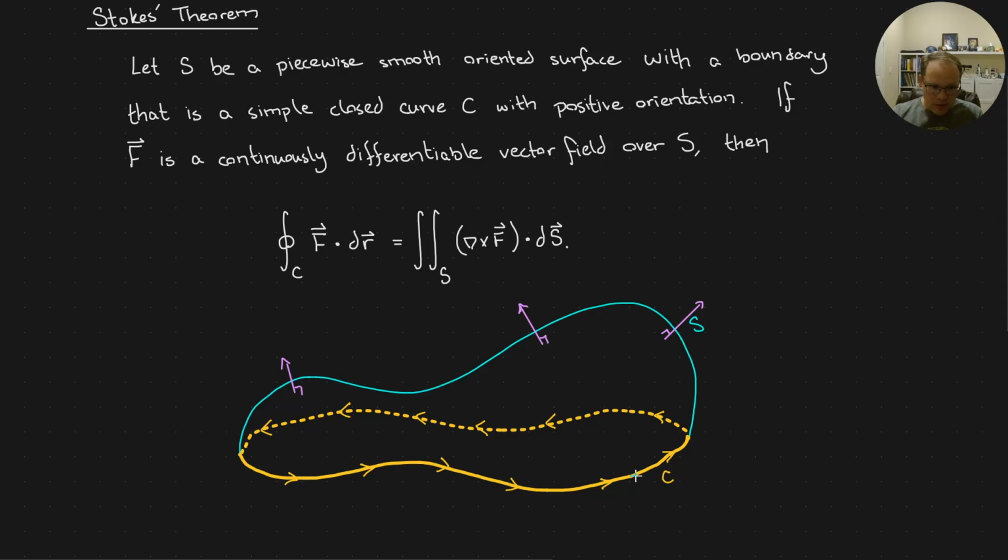So we're walking along in this direction with the head in the direction of the normal, upward in this case. If we're walking along in that direction, then our left hand should be pointed towards the surface. Our right hand should be pointed away from the surface. In that case, we have positive orientation and Stokes theorem holds. All right, so what is Stokes theorem saying?